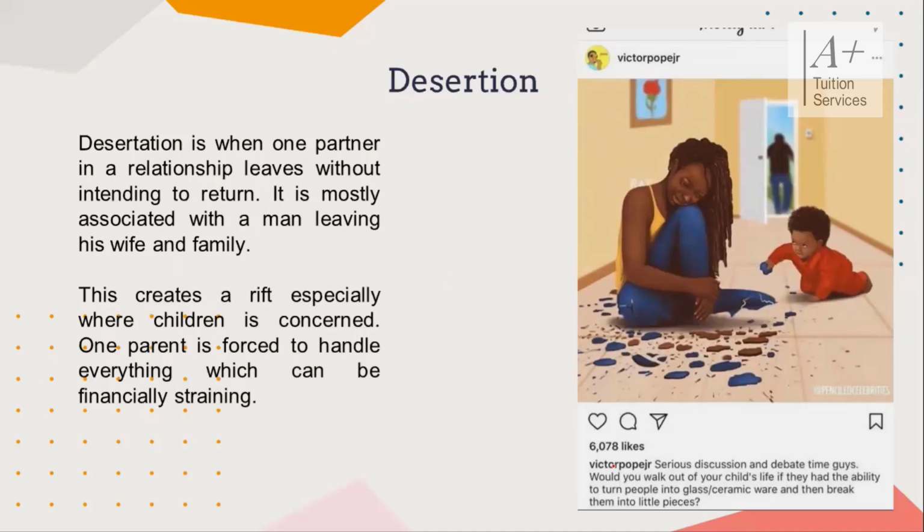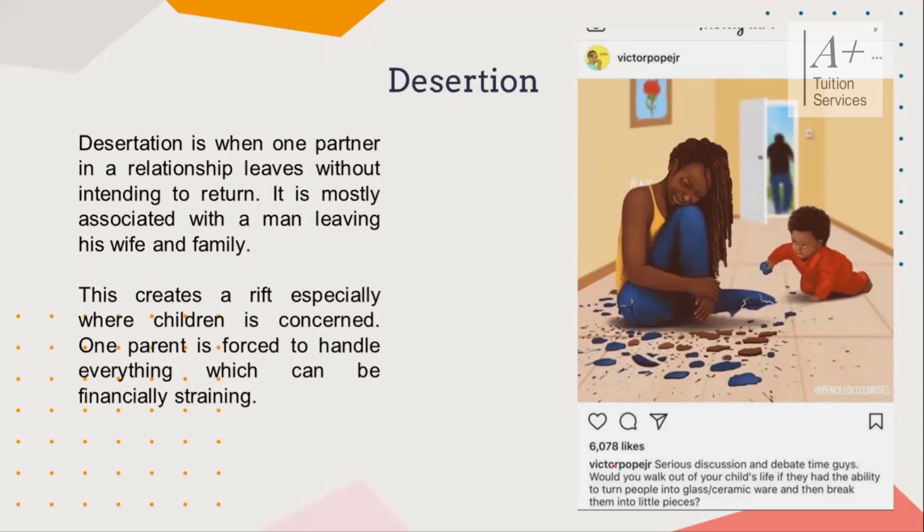Now we talk about desertion, which is basically when one partner in a relationship leaves without intending to return. It is mostly associated with a man leaving his wife and family. This creates a rift, especially where children are concerned, because now one parent is forced to do it all. One parent is there to handle everything, which can be a financial strain. There are instances where fathers leave and only come back when their child is over the age of 18, when they don't have to pay anything, when they're not expected to be a father. And this is usually the case, right?